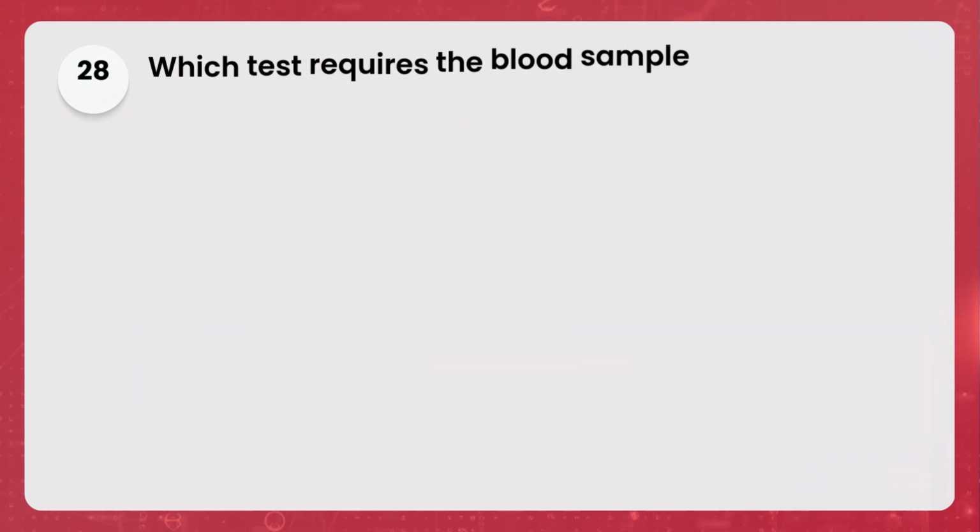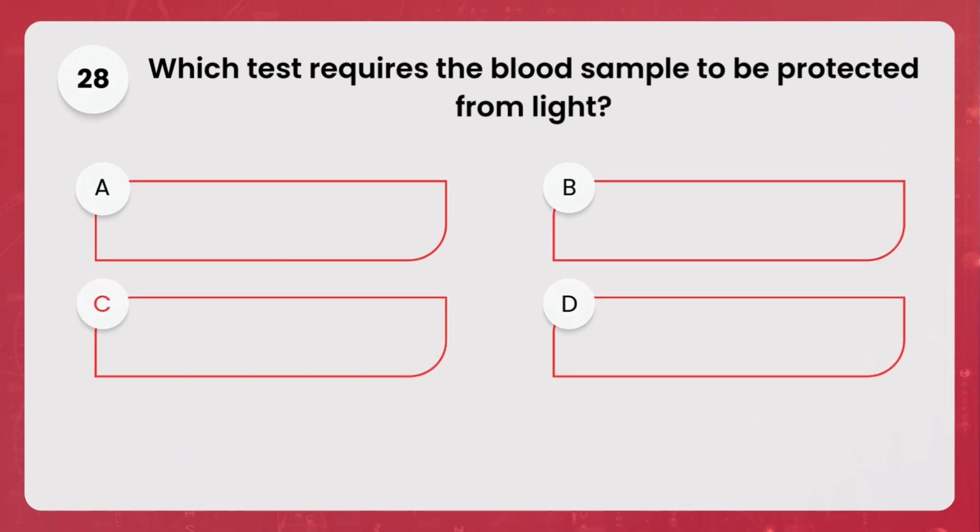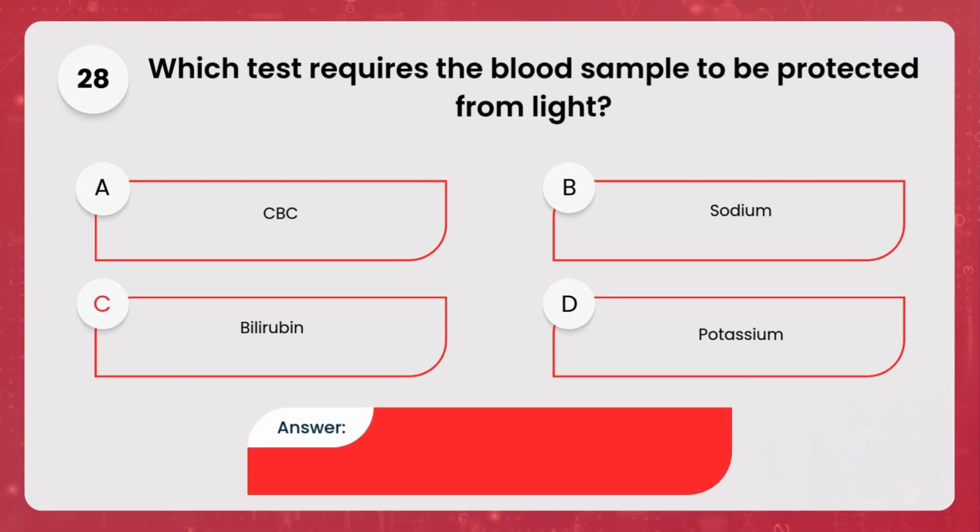Number 28. Which test requires the blood sample to be protected from light? A, CBC. B, sodium. C, bilirubin. Or D, potassium? The answer is C, bilirubin.